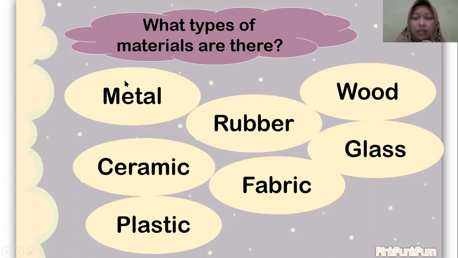These are the types of materials. Metal, you must know that's metal, logam. Rubber, it means karet. And wood, it means kayu. This is ceramic. That's fabric, like clothes that are made from fabric, or kain. This is glaze, that's the material glaze. And then the plastic. One, two, three, four, five, six, seven types of materials we know for today.